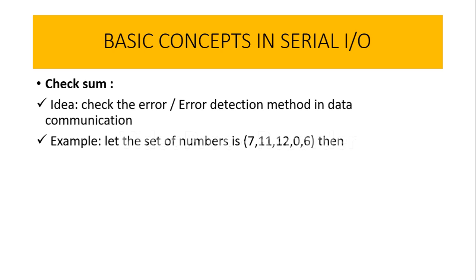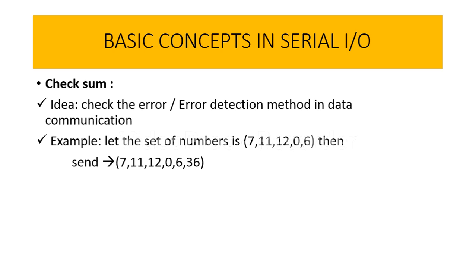Instead of sending these bits as they are, I am going to send 7, 11, 12, 0, 6 and 36. This 36 is the sum of the original data. If you add the set of numbers, 7 plus 11 plus 12 plus 0 plus 6, you get 36. So instead of sending the original set, I am going to send this particular set of data, wherein I have one more additional value, which is the sum of the actual data.